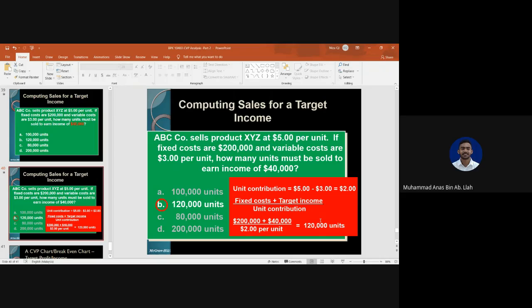Boleh dah. Okay, so when there's a target income, you add the fixed cost plus target income. Usually for this question, dia boleh main juga dengan you. Sometimes they will give you the amount in sales dollars or the amount in quantity, they give you the fixed cost, and usually you will have to find the unit contribution margin or CMR. And they will ask you to find the target income. So itu variation dia.